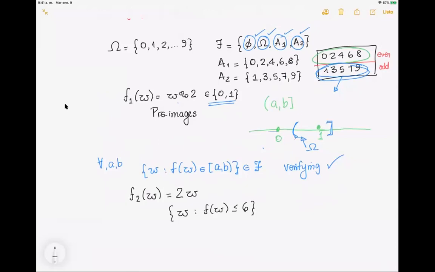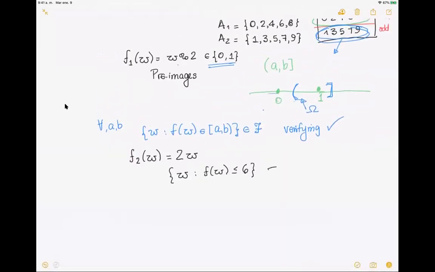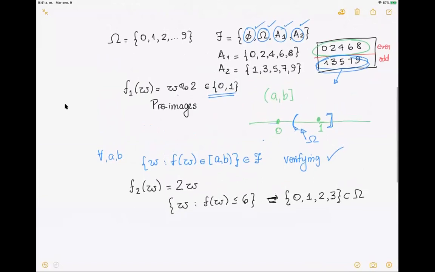Well, clearly, because f of omega now is just 2 times omega, this gives me the set {0, 1, 2, 3}. And this is indeed a subset of omega. But this subset of omega is, I'm going to draw it now with another color, say a yellow color. So this subset is actually this subset here.